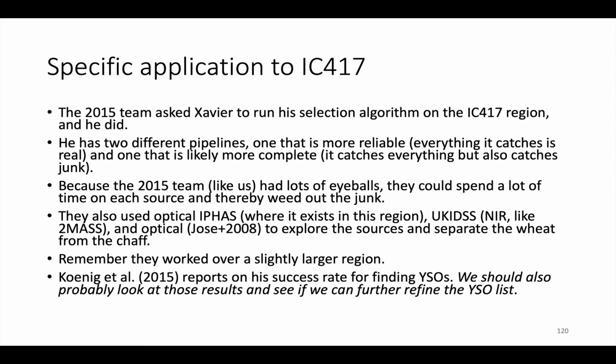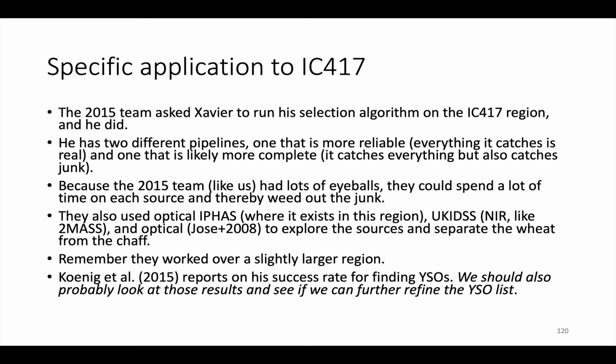So specifically in the context of IC 417, the 2015 team worked with Xavier to apply his algorithm to the IC 417 region, and he did. He has 2 different pipelines. One that is more reliable, in other words, everything that it detects is likely a real source. But then he's got one that goes fainter. It's likely more complete. It catches everything, but that means that also some fraction of the sources he catches are junk.